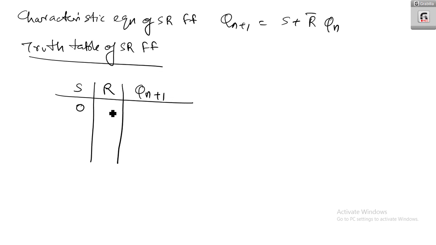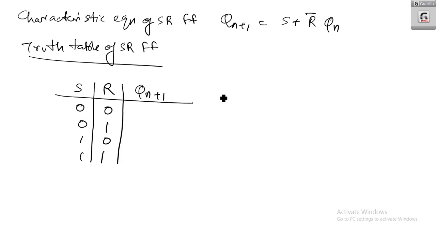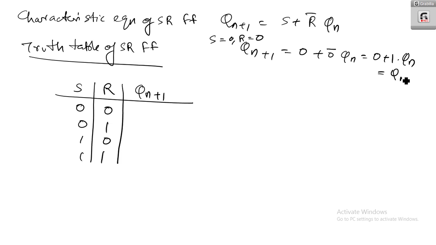So I can have S and R as 0, 0; 0, 1; 1, 0; and 1, 1. Now see, when S and R are equal to 0, what happens? Qn plus 1 becomes, when S is equal to 0 and R is equal to 0, Qn plus 1 is equal to 0 or 0 bar Qn. That is 0 or 1 dot Qn. So that is Qn itself. So you can write Qn plus 1 is equal to Qn.